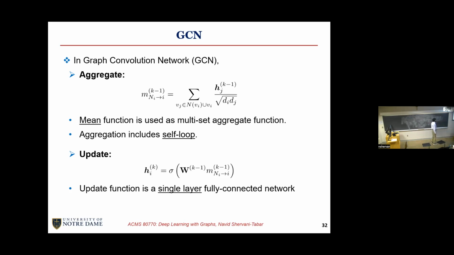Then in the update step, it is using a single layer fully connected network. So it takes these messages and multiplies them with some weight matrix and applies some nonlinearity, and then it has its output.